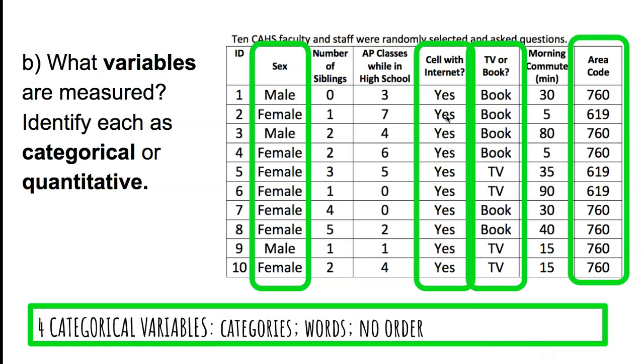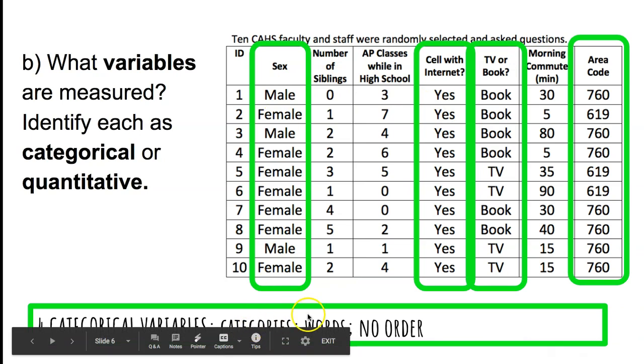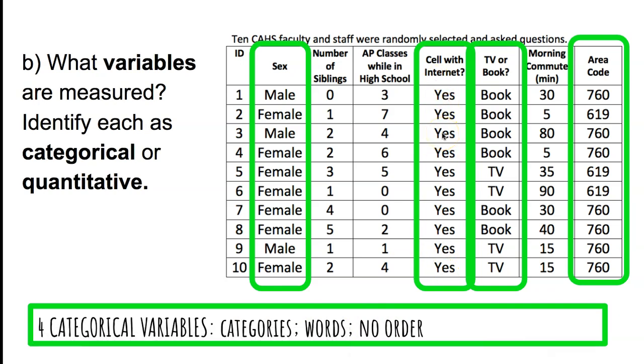So that leads us to categorical variables, things that are categories or words, and it doesn't make sense to order them. You can't really order yes and no. Like you put yes first, you could put no first. There's no inherent order. It's not like a number line that you order them. And then male, female, doesn't make sense to average those. You can't order them. I do want to mention area code.